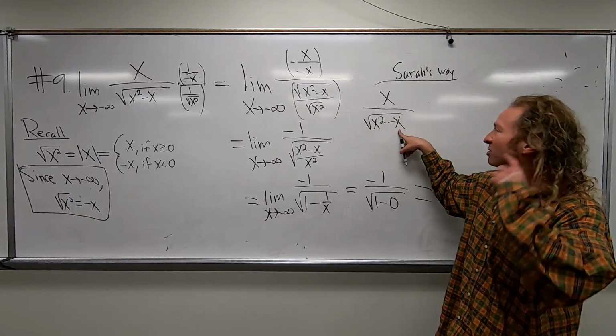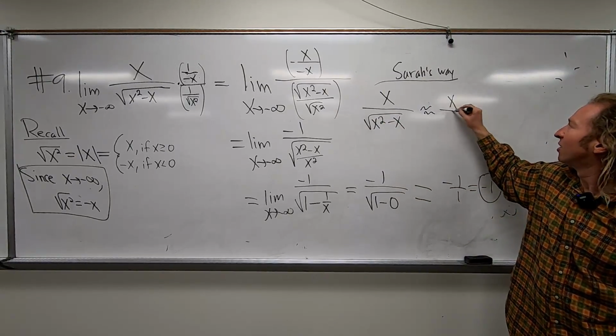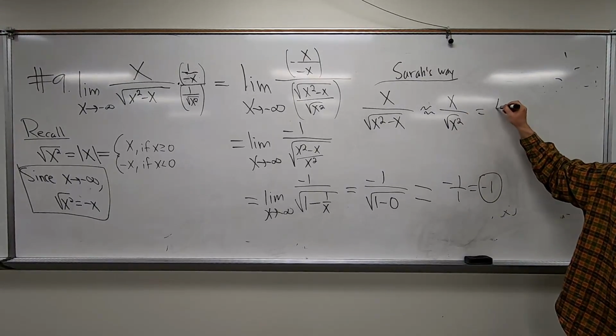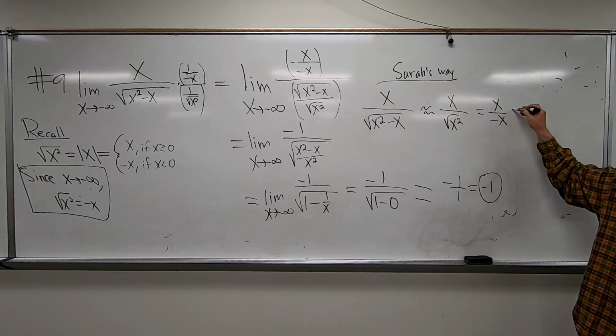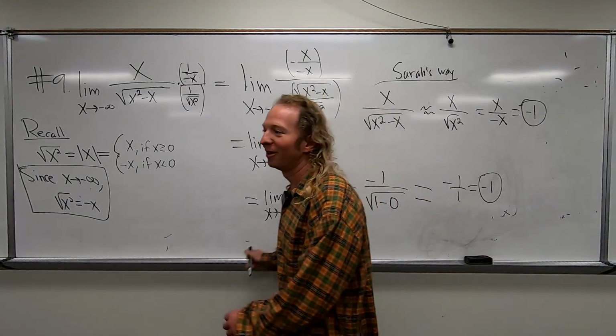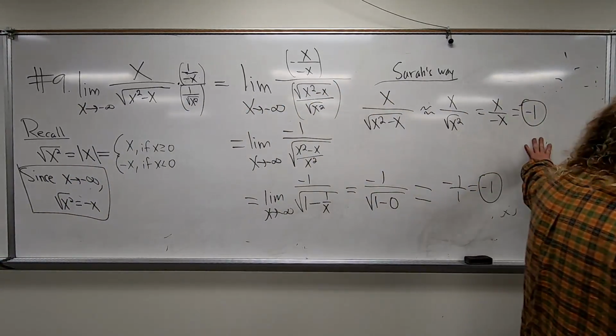So Sarah's way, we can drop this x, right? Is that what you were thinking? So then this is x over the square root of x squared. But we know that's negative x. So it's x over negative x. So it's just negative 1. Boom. Sarah's way. Is that what you're thinking? Yep, good. So that's the easy way, without showing work.